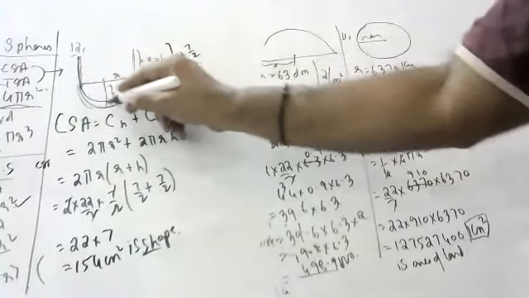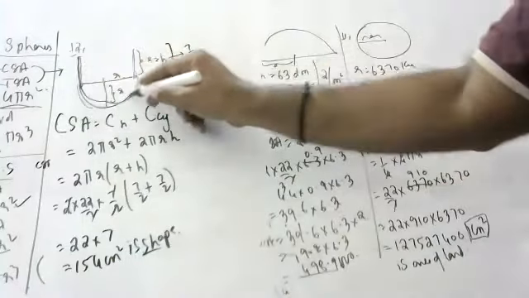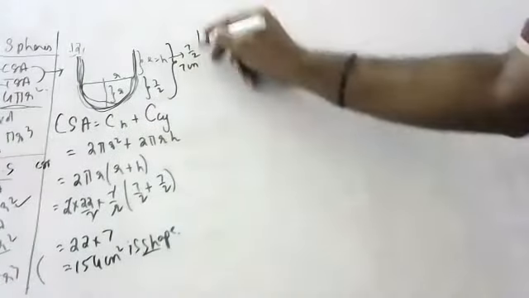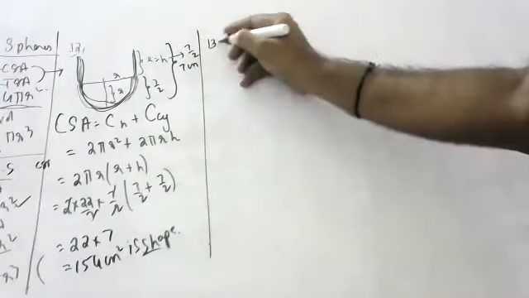This is 2 pi r square, this is 2 pi r h. Like that we should put it. So the CSA of the hemisphere plus the CSA of the cylinder gives the PSA of the shape. Next, Rigved, are you there? Rigved, you want to say?